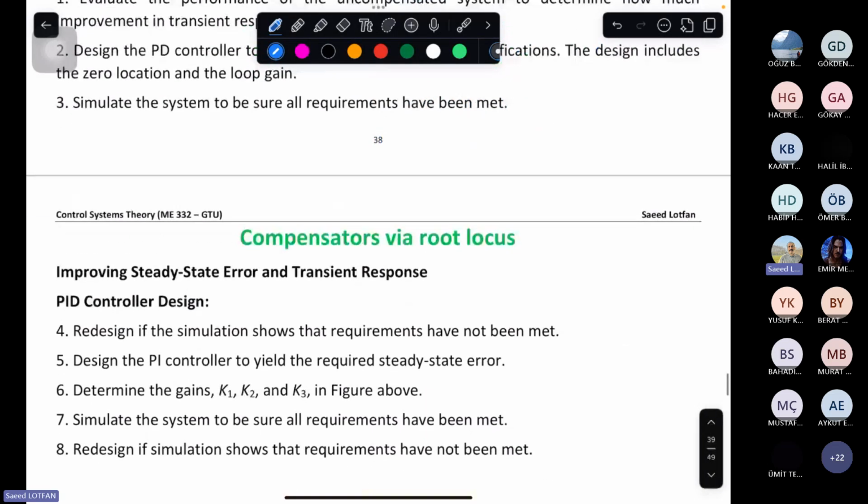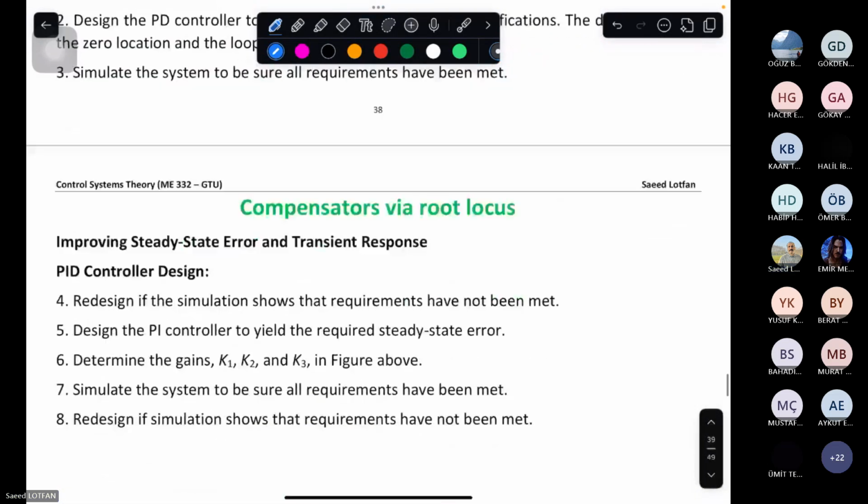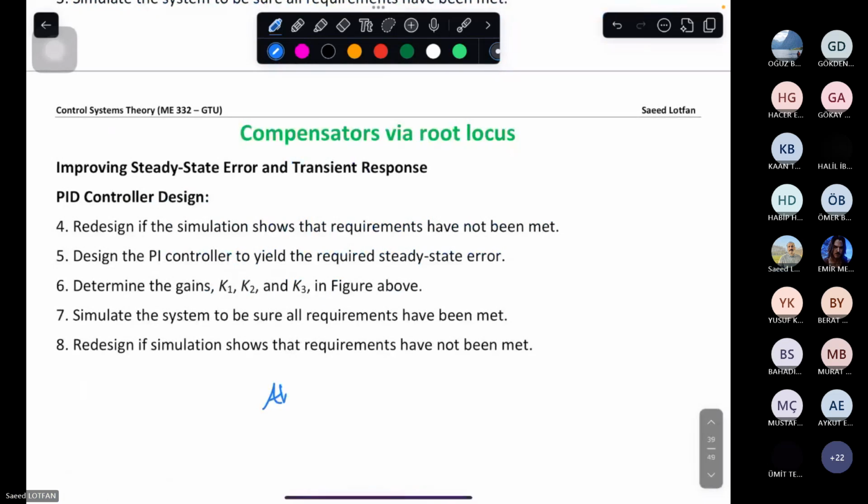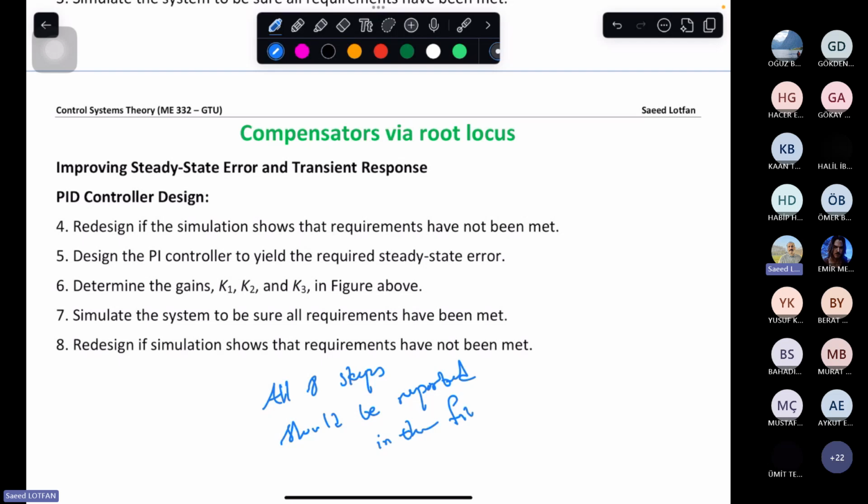And also all 8 steps should be reported in the final project.